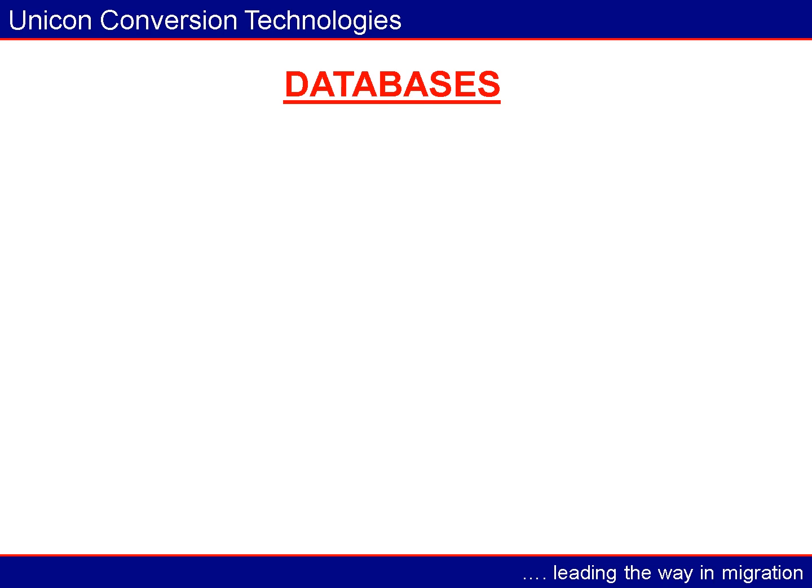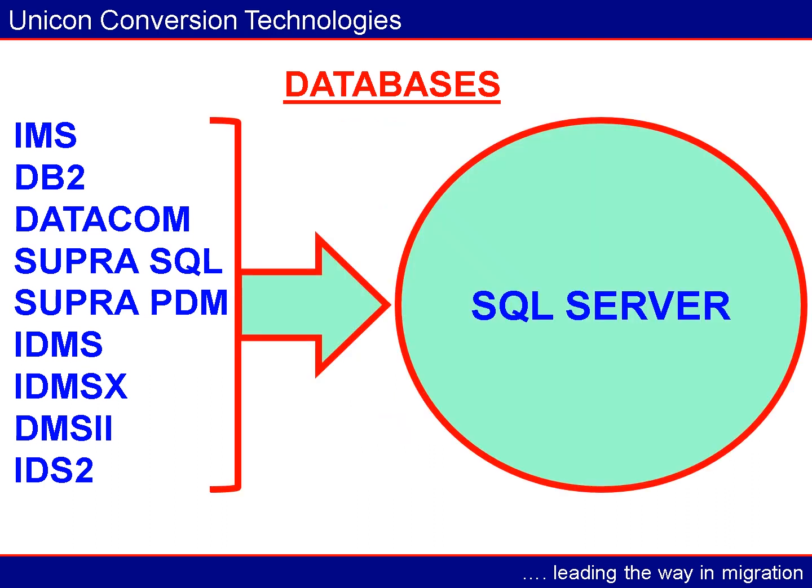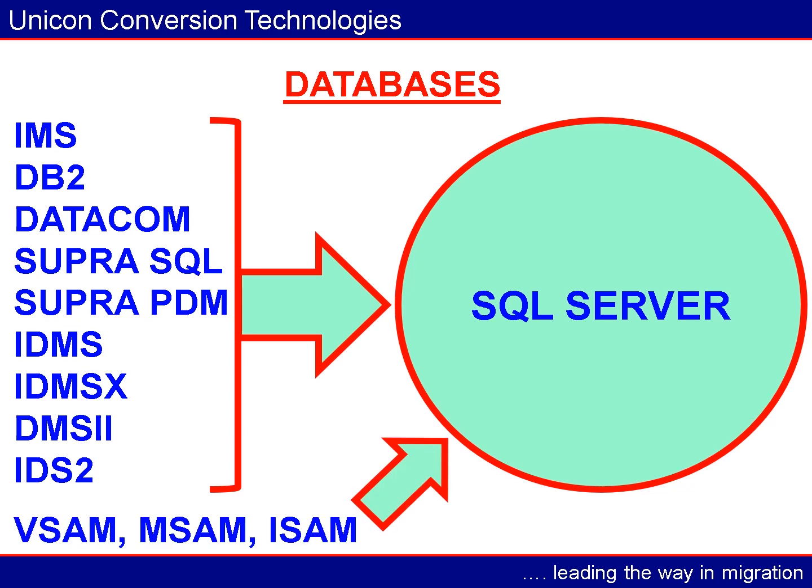How are the files and databases converted? There are many different types of databases on the various mainframes. Each of these databases belongs to one of the three main types of database structures: network, hierarchical, and relational. They can all be successfully converted to a SQL Server relational database. And the various index file systems can also be converted to a SQL Server relational database.